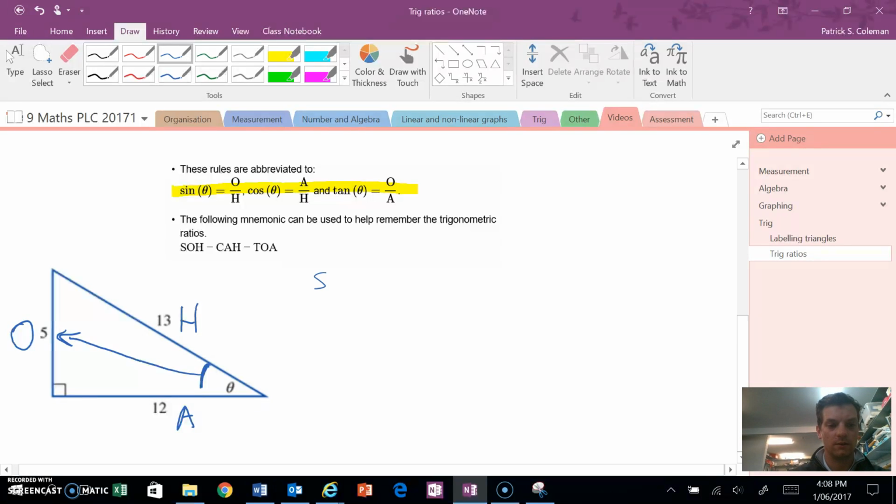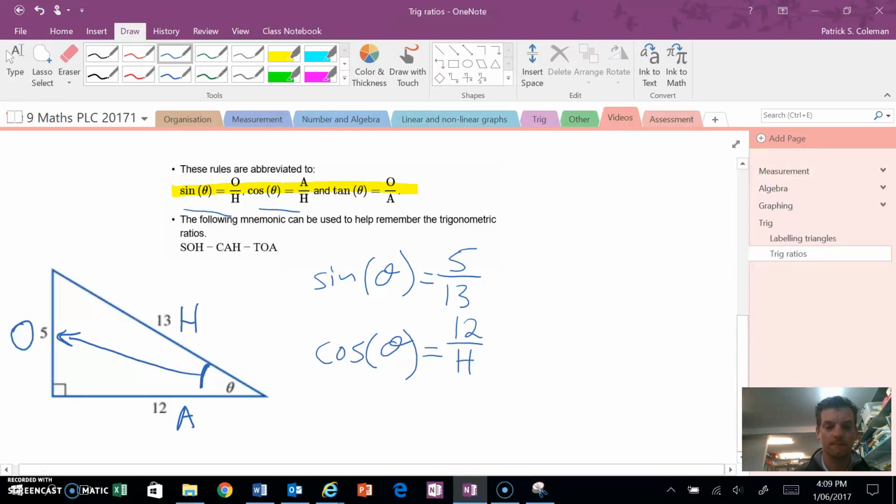So let's write sine theta equals O over H. Okay, so we can replace the O and the H with the values from the triangle. So the O value in this situation is 5, and the H value is 13. So we've covered off our sine rule. Now let's have a look at the cos rule. So cos theta equals A over H. And our A value is 12, and our H value is 13.